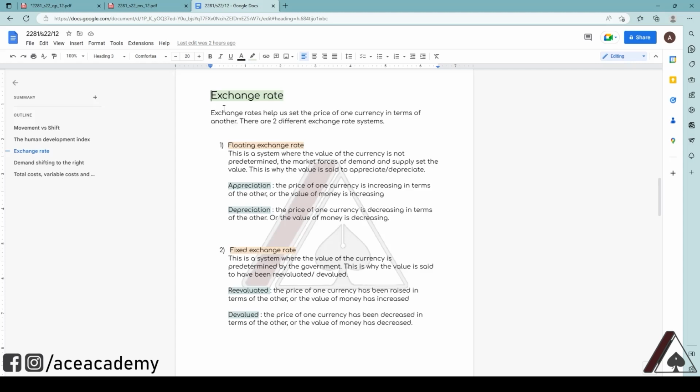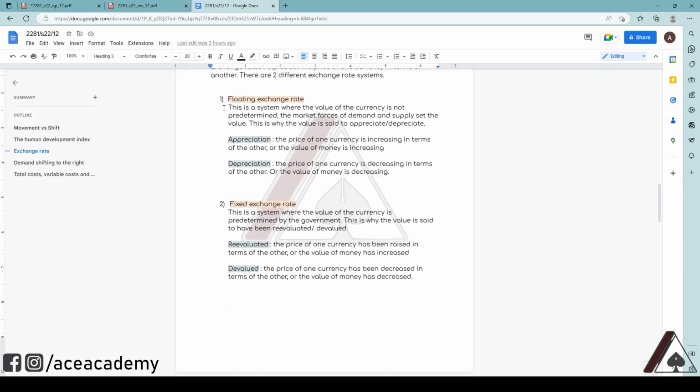Therefore, in the floating exchange system, since nothing is predetermined and the government is not involved in setting the values and prices, it just naturally happens, and we term the increase in price as appreciation and the decrease in price as depreciation. All right. However, in a system where it is predetermined by the government, the value does not naturally appreciate and depreciate. The price is forced to be raised or forced to be decreased in the market. Therefore, they are revalued.